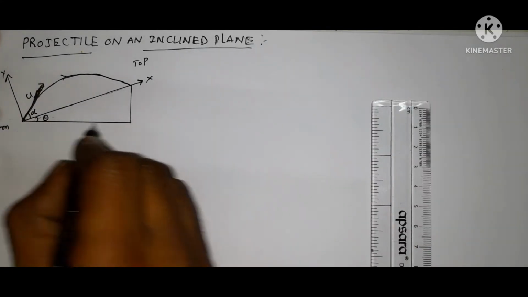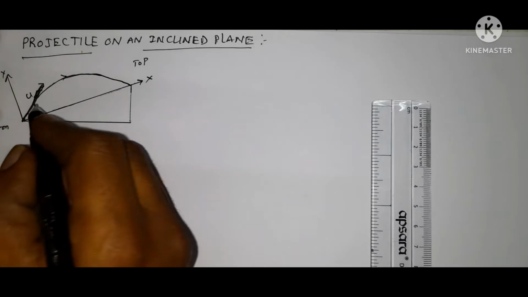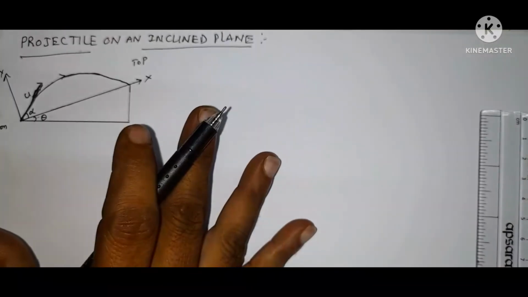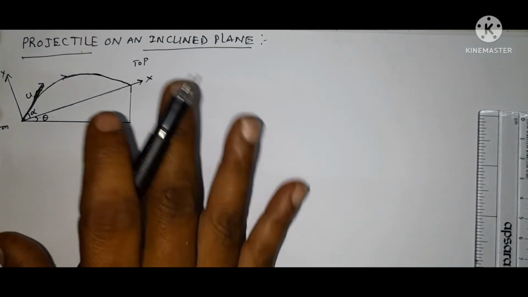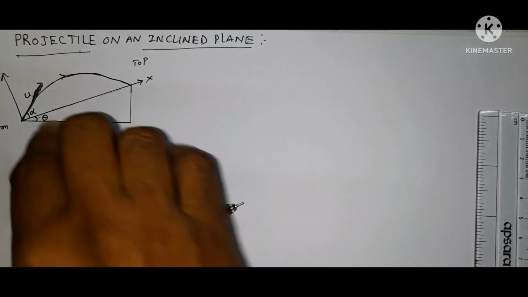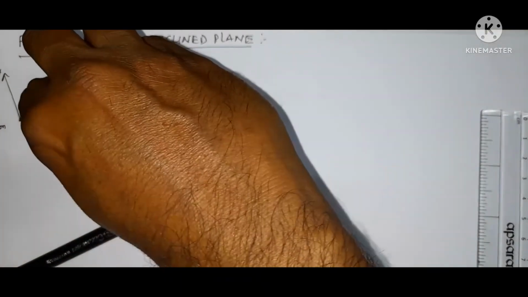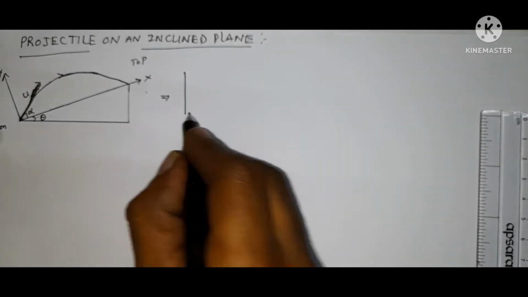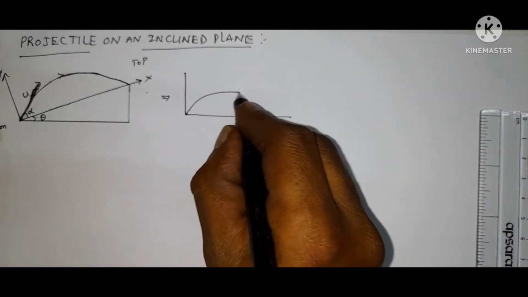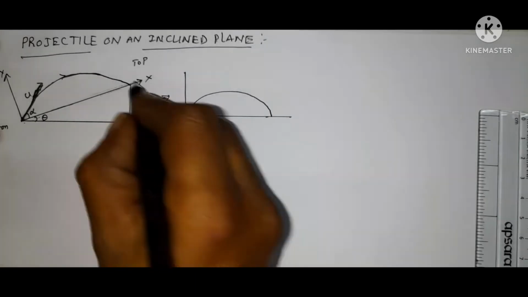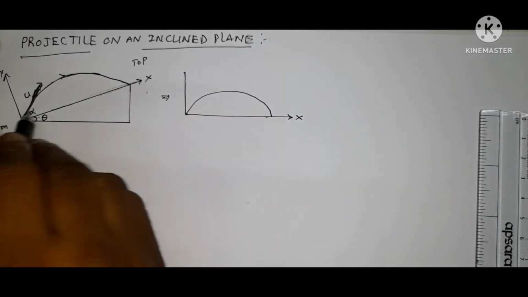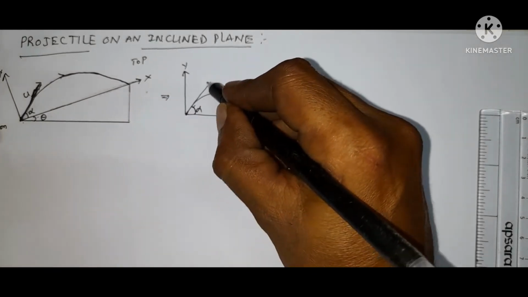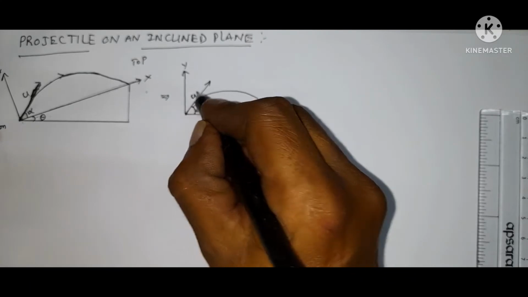So now, from the derivation point of view, I am changing this frame, the inclined plane, like this. Now this inclined plane can be considered as the x-axis. As you know, the angle is alpha here. This is the y-axis. This is the projection velocity, that is u.